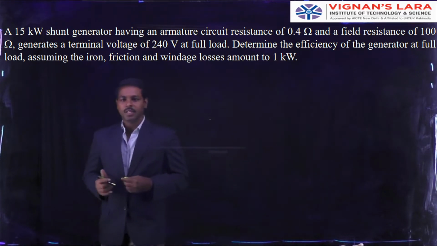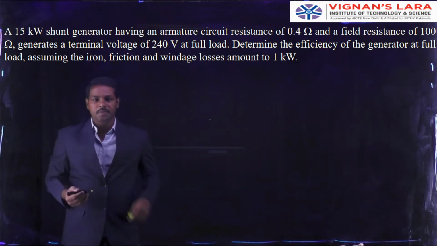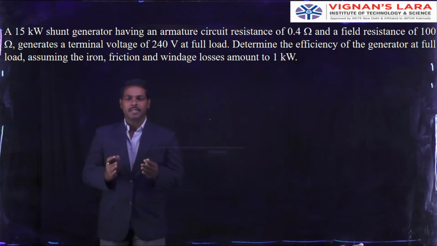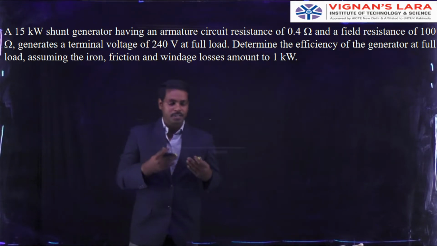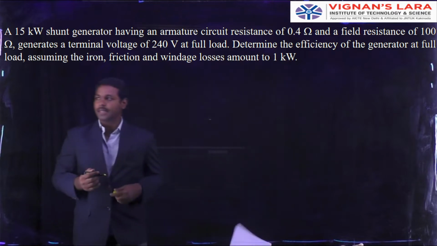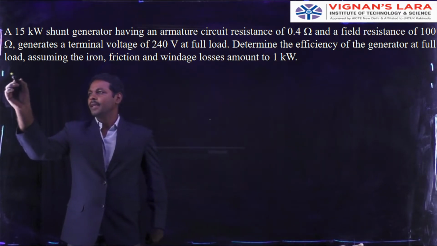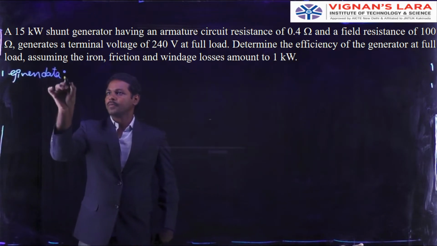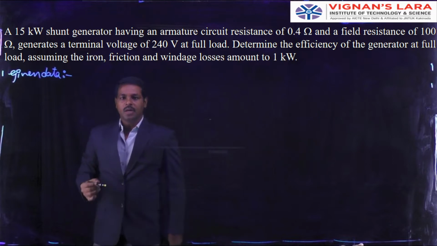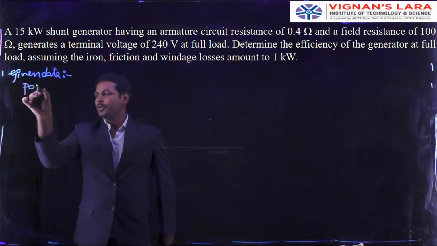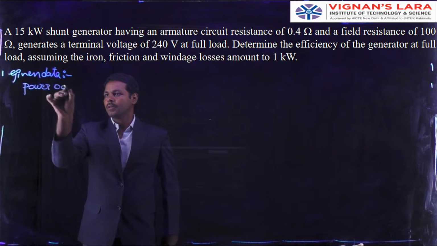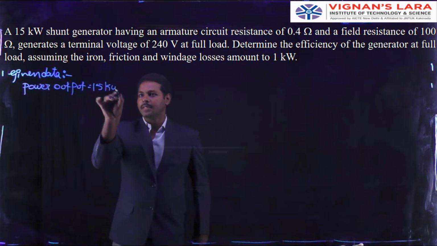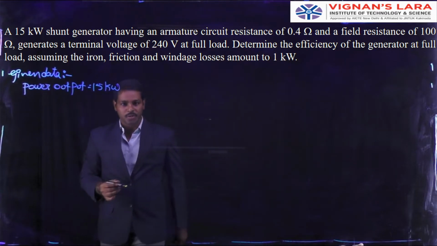In this problem, first of all we consider a 15 kilowatt shunt generator, for which we consider the efficiency of a generator. First we write the given data. The power output of the generator is equal to 15 kilowatts. This much power is delivered to the load.